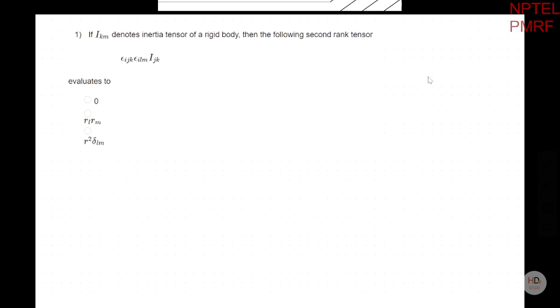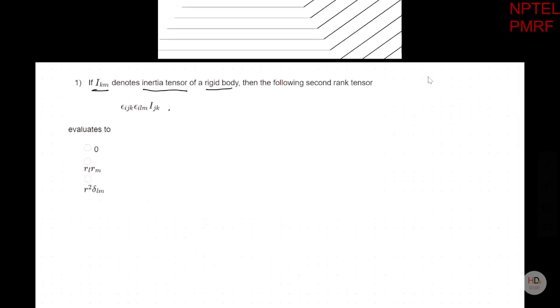Okay, then let's proceed. So questions are again, as usual, simple. The first one is that I_ij denotes the inertia tensor of a rigid body. Then the following second rank tensor, this one, evaluates to what?